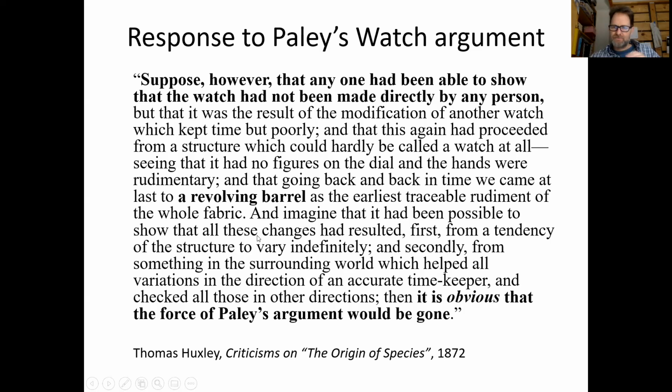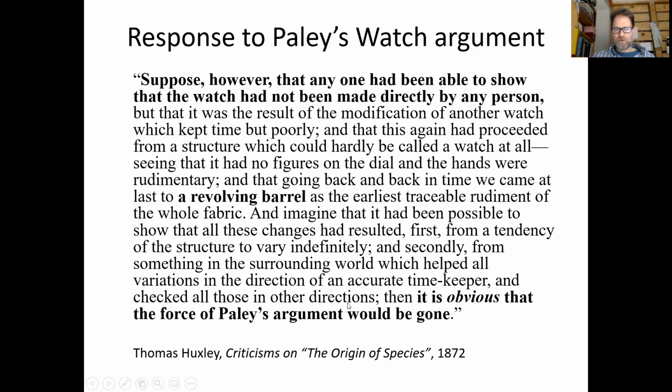And so how did this series of changes happen? Well, let's say from some sort of natural tendency for the structure just to vary a little bit in any direction. But then also suppose there's something in the environment, something in the surrounding world which helped all variations in the direction of an accurate timekeeper. Let's suppose for some reason the more accurate watches were able to survive and reproduce themselves, whereas the inaccurate ones just sort of died out and disappeared.